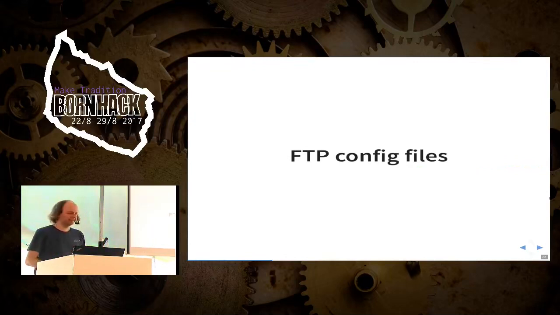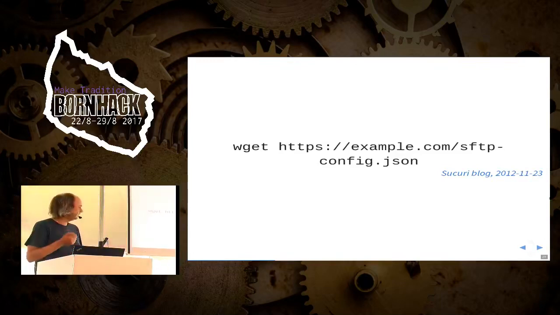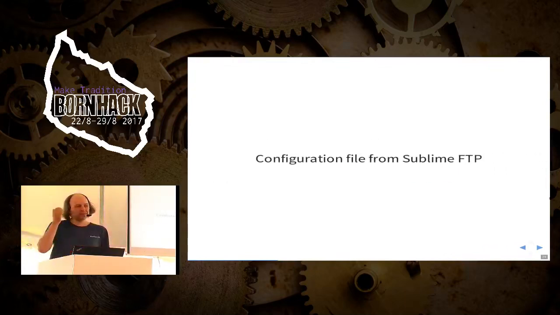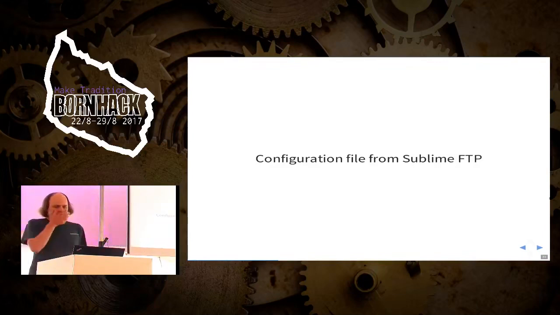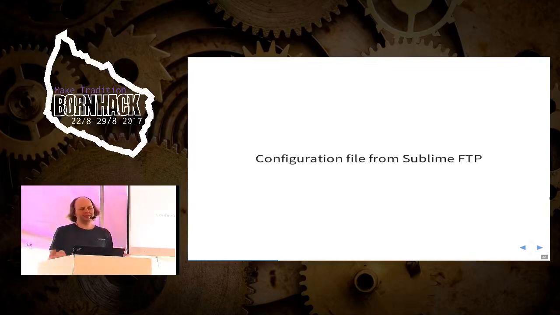FTP configuration files. There was a blog post by the company Sucuri, a web security company, in 2012, so quite a while ago, where they scanned for sftp-config.json. This is a configuration file from Sublime FTP. I did the same scan in the Alexa 1 million and found about 200 affected. I tried to inform them. And the nice thing is, if you have an FTP configuration file, it contains the server you connect to via FTP, the username and the password. So that basically gives you full access to that web page. You can completely hijack it.